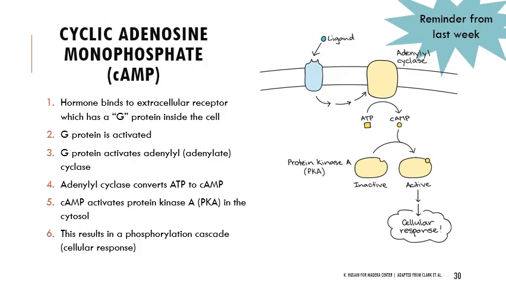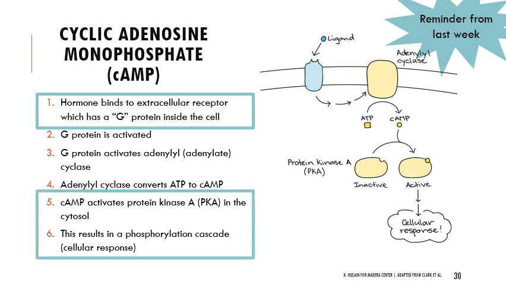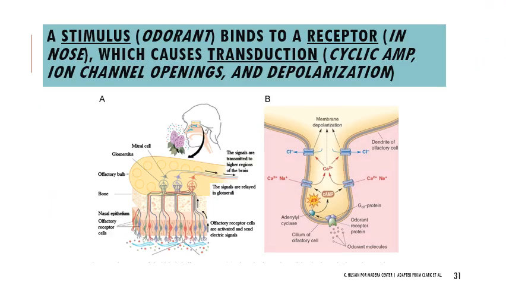So if you think back to last week, remember we talked about cyclic AMP. We talked about how a hormone binds to an extracellular receptor, which has a G protein. We talked about that series of activations and about protein kinases and phosphorylation cascades to have a cellular response. So it's very similar here.